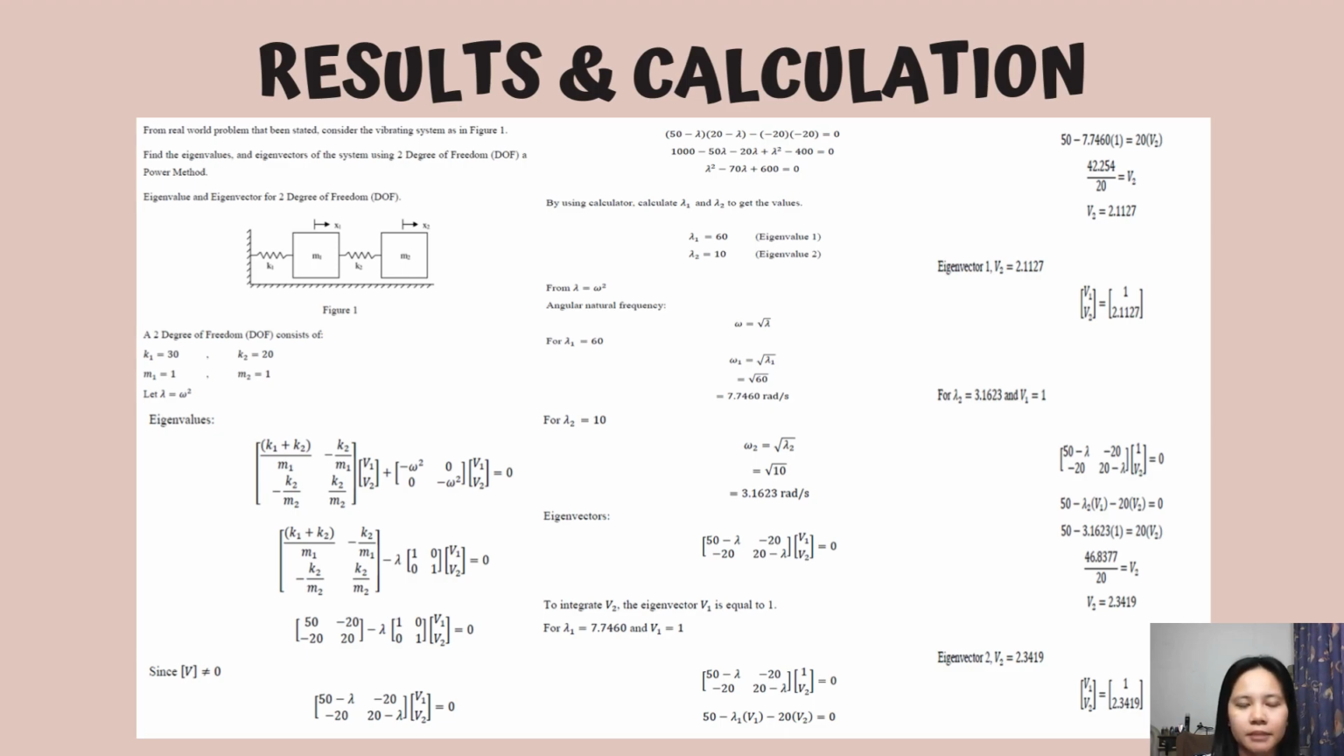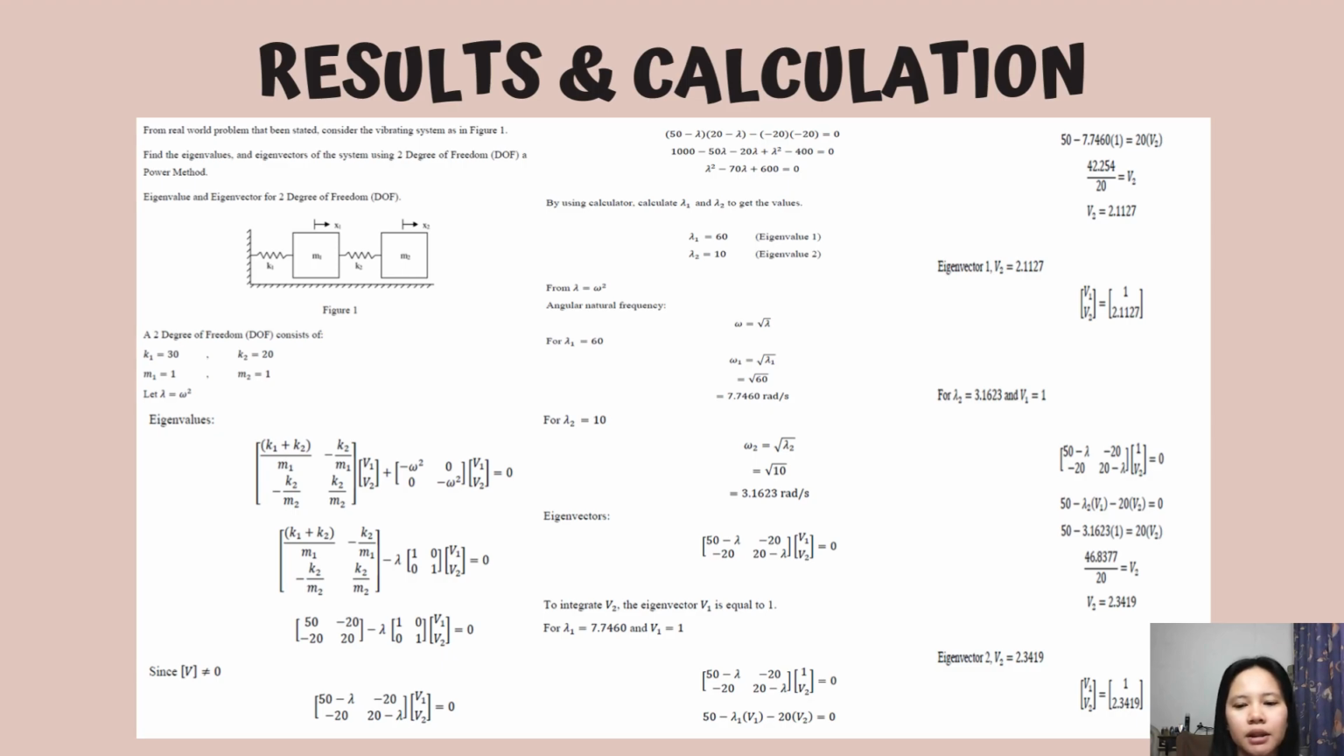From the method assessment, rearrange the equation to become matrix A minus lambda, which actually represents omega squared, times identity matrix I, multiplied with matrix V equals 0. Then insert all the values given into matrix A, and matrix A becomes 50, negative 20, negative 20, and 20, minus lambda times 1, 0, 0, 1, then multiplied by V1 and V2 equals 0. It is equal to 0 because it is a free vibration.